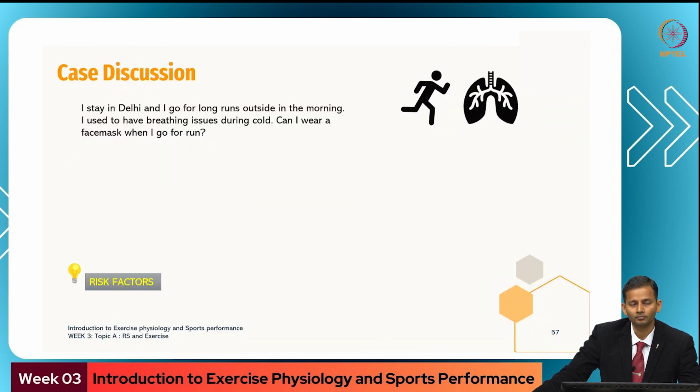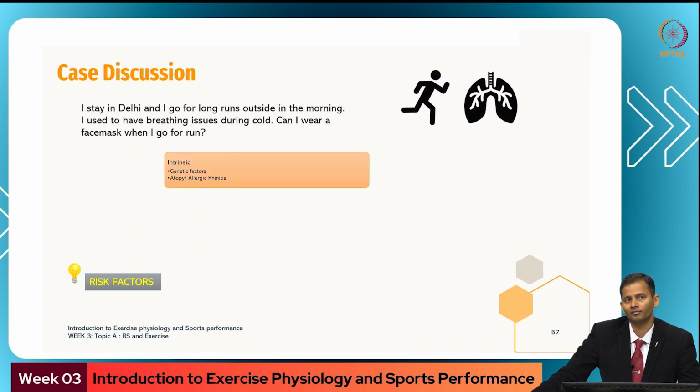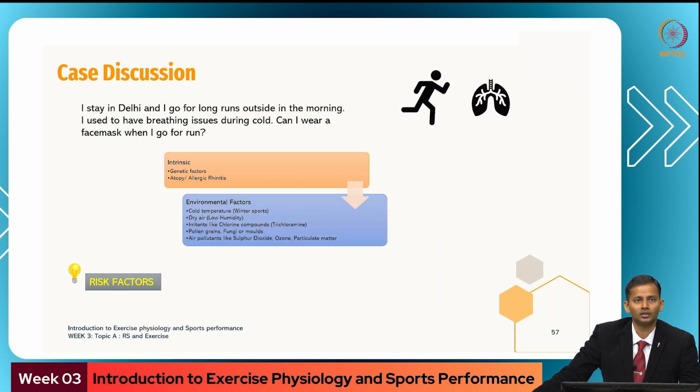Proceeding further, what would be the risk factors from the available history? It is seen that intrinsic risk factors here are genetic factors. An individual who is already prone to pollen grains and allergens can be a reason. Then you have the environmental factors. Environmental factors which generally contribute in such individuals are found to be cold weather per se during the winter months, and the incidence is seen more in individuals who participate in winter sports because of the cold weather per se.